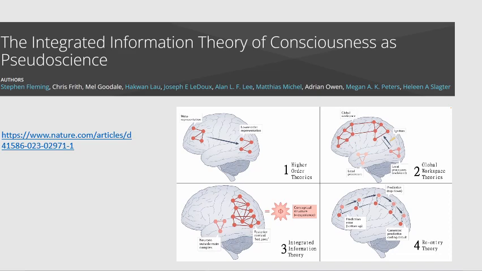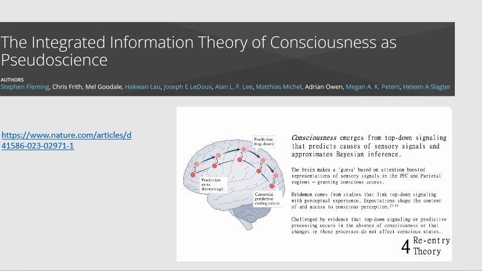Finally, our fourth theory is reentry theory. If we look at our figure on the left, the core claim of reentry theory is that conscious mental states arise from top-down signaling that predicts the cause of sensory stimuli. Errors in these predictions are constantly minimized by bottom-up signaling that together approximates Bayesian inference. Reentry theory is largely substantiated by evidence revealing how top-down control is correlated to perceptual experience. Reentry theory struggles to address more global states of consciousness, as it is more concerned with how local states of consciousness are brought to the fore of conscious perception.